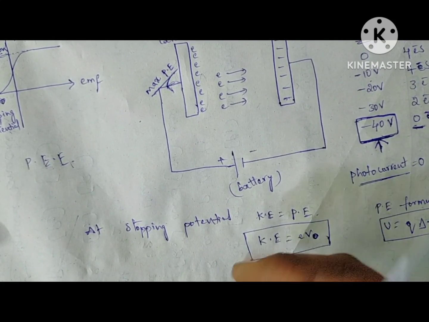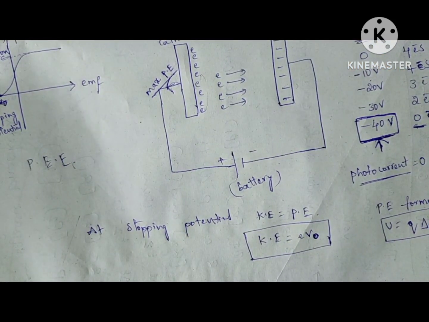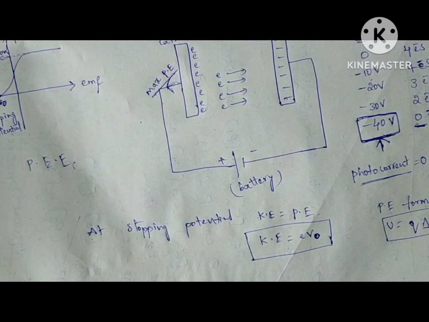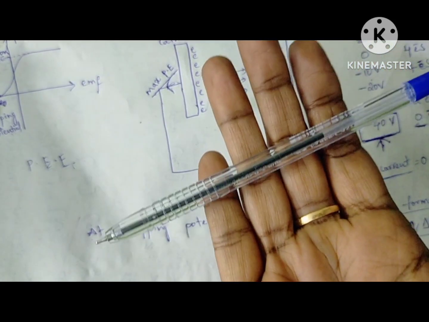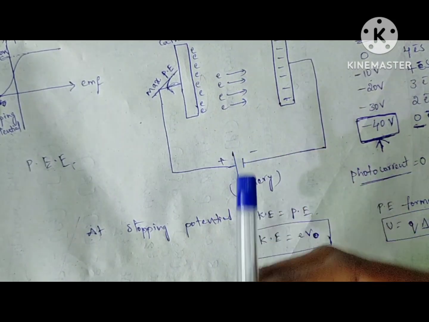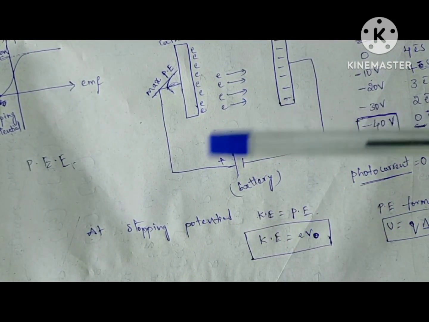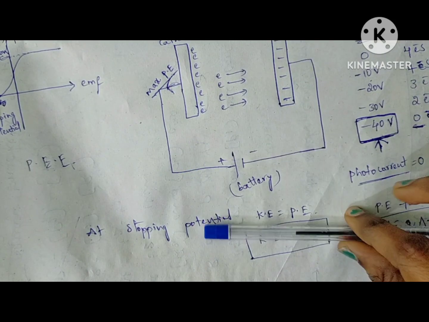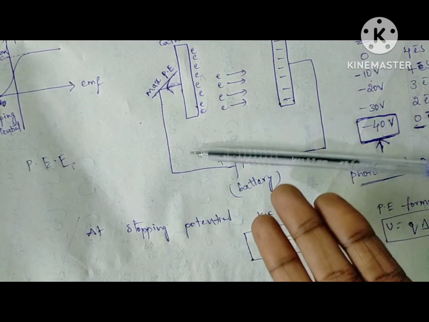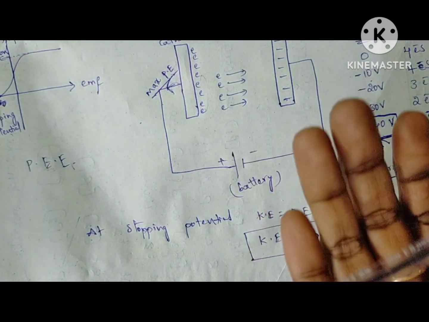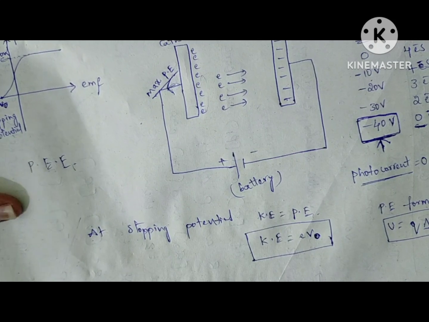See, I am holding the pen. If I am holding the pen like this, it is called potential energy. If I leave the pen, it falls freely, so this energy is called kinetic energy. It's falling without any support. This energy is called kinetic energy. If I hold the pen like this, the energy is called potential energy.